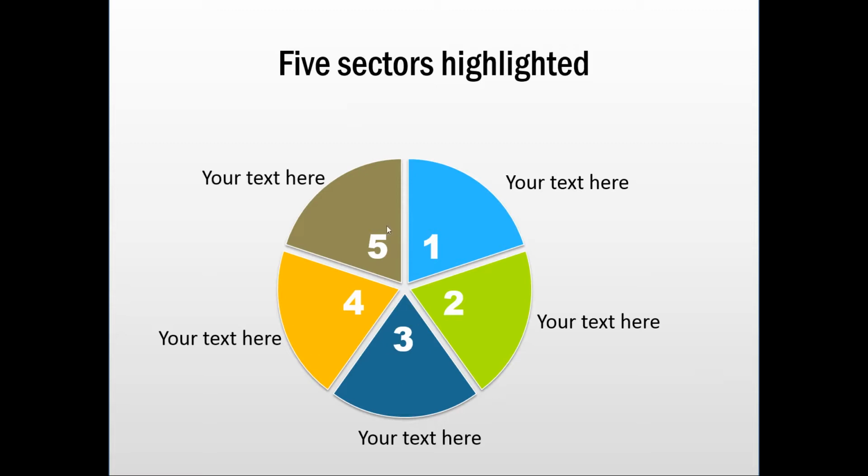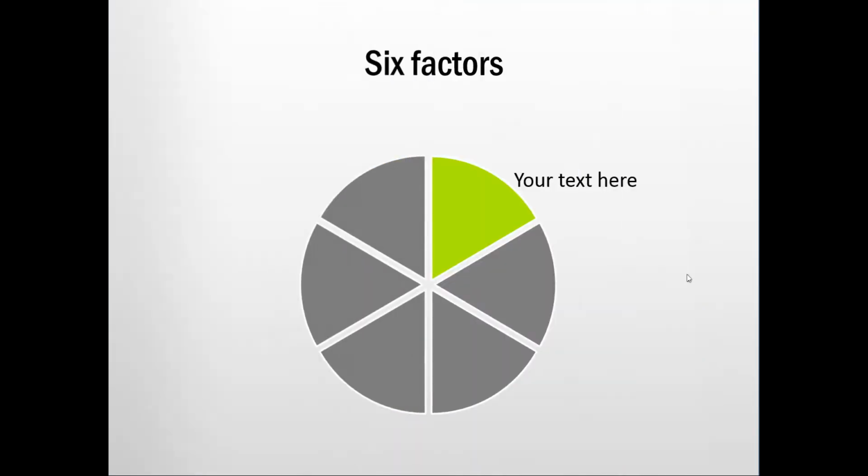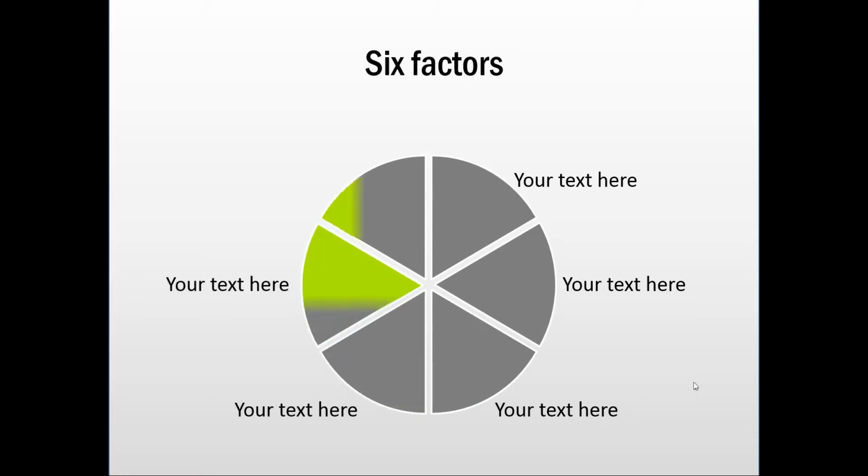And this makes it easy for me to talk about the segments without bothering about whether the audience is looking at the right segment or not. Let's go to another example. Here you have 6 factors and only one of the 6 factors is colored. As I click, the color moves to the next one, the next one, the next one, and the next one. Especially if you want to make a 6-point agenda and you want to talk about one point at a time, you can use an animated slide like this one.